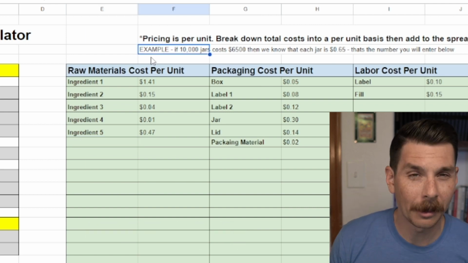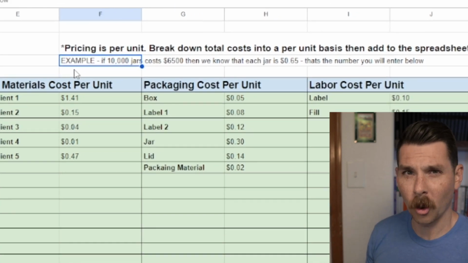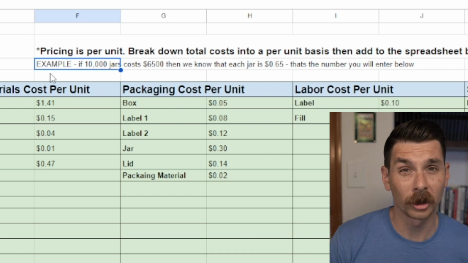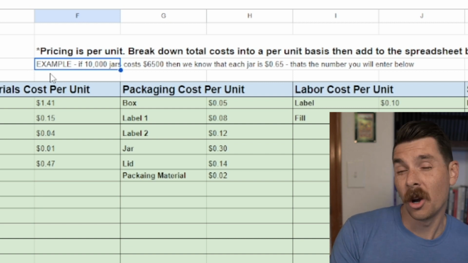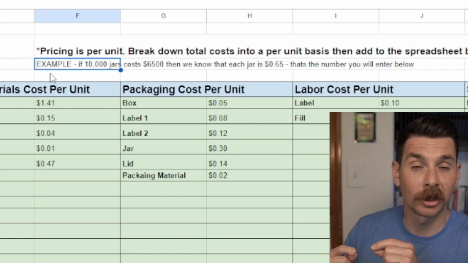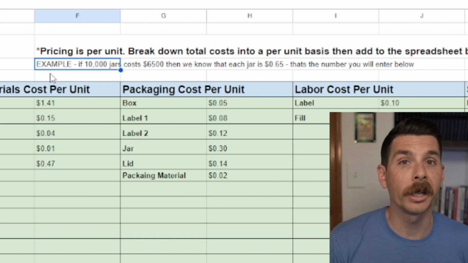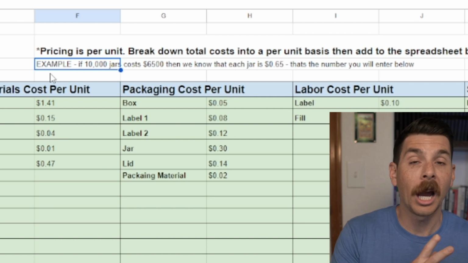Here's a good example of what I mean by unit costs. If you have to order 10,000 jars at a time and it costs you $6,500 to order those jars, we know that it's 65 cents per jar. That's exactly what we're doing for every item and every ingredient that goes into our product. That's how we break it down.